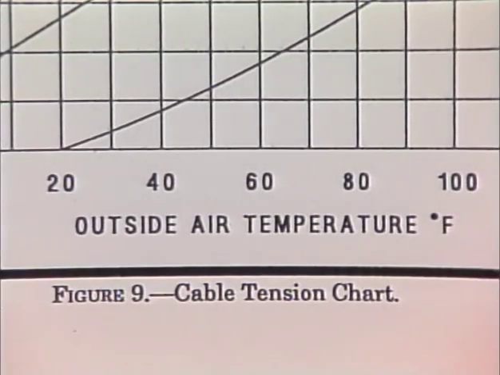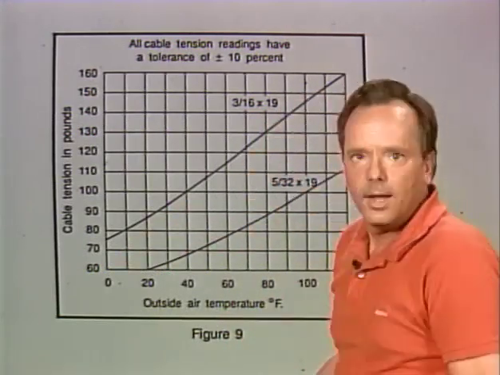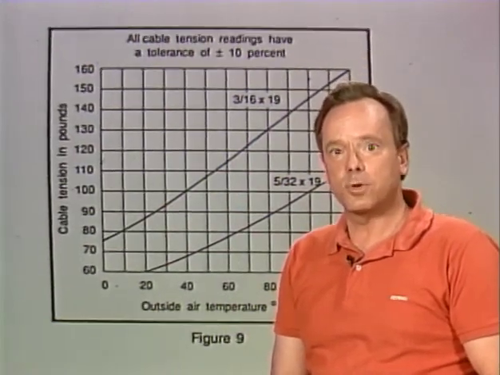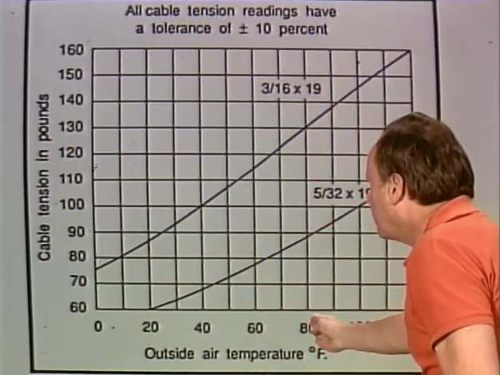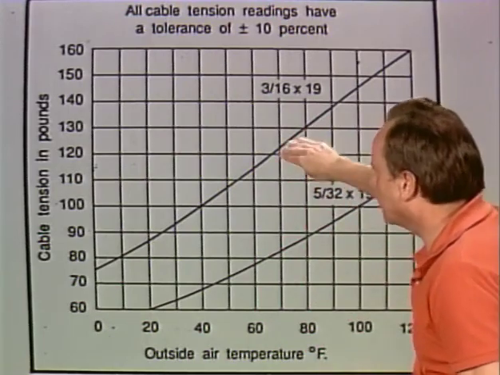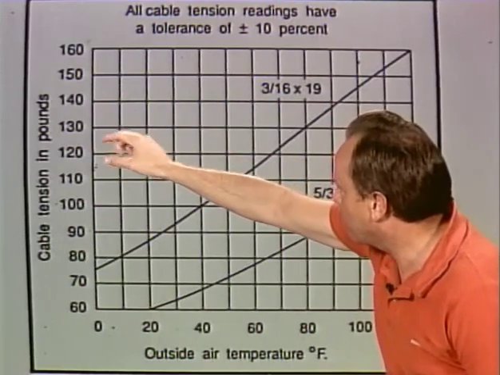Now, how do you determine the acceptable cable tension range? Well, you can use a cable rigging chart. You and I can take a look at figure 9, and we'll see a cable rigging chart. You have a 3/16 cable. The top cable up here is a 3/16 cable. And the question says you have an outside air temperature of 80 degrees. What is the acceptable range of cable tension? Well, let's take a look at 80 degrees down here. We go up from 80 degrees until we get to 3/16. And then we read across to the left and we find 130 pounds of cable tension.